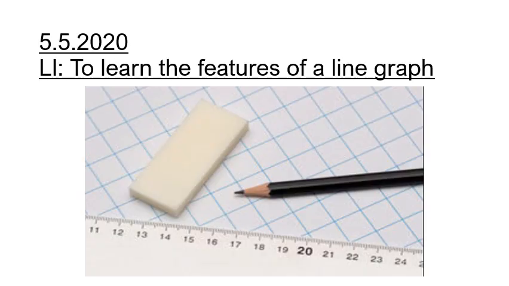The learning intention is to learn the features of a line graph. For the lesson, you'll need a sharp pencil, paper, a ruler, and an eraser. Pause here while you gather it all, and then neatly write the date and learning intention.